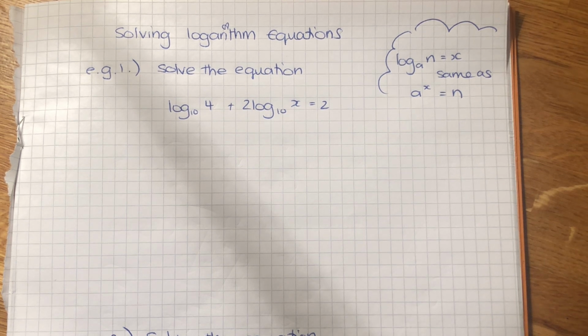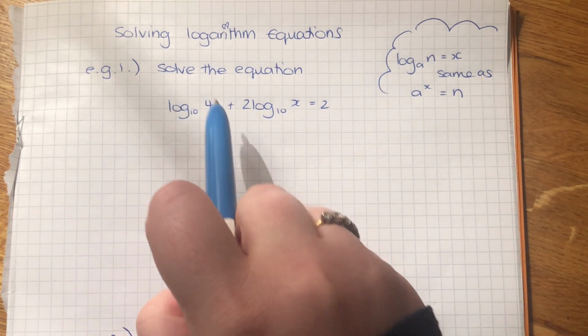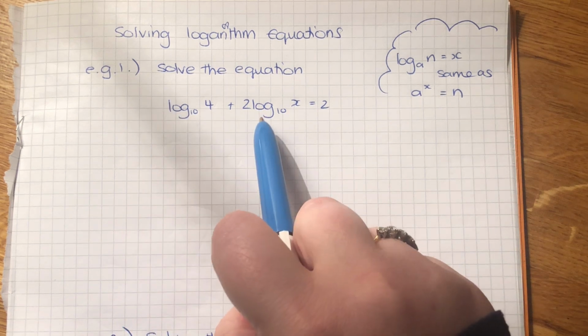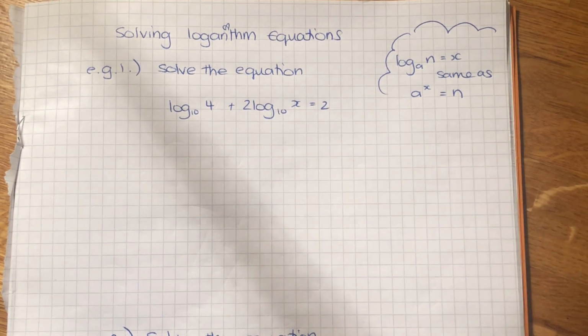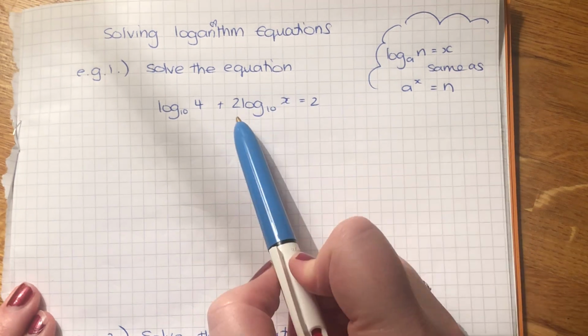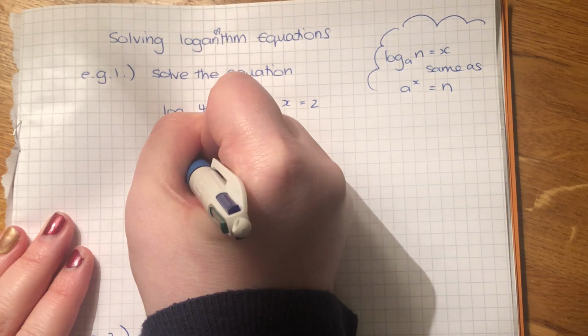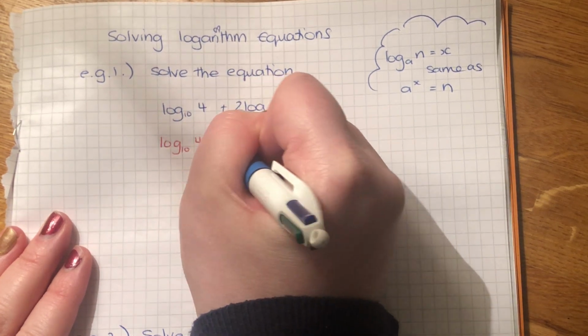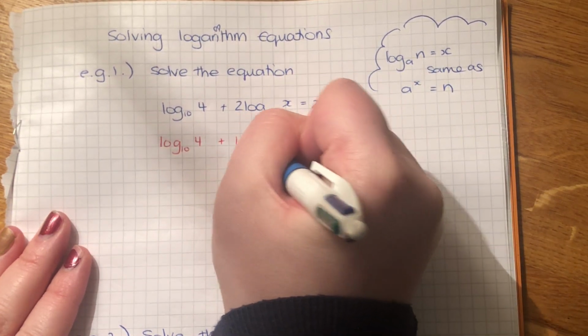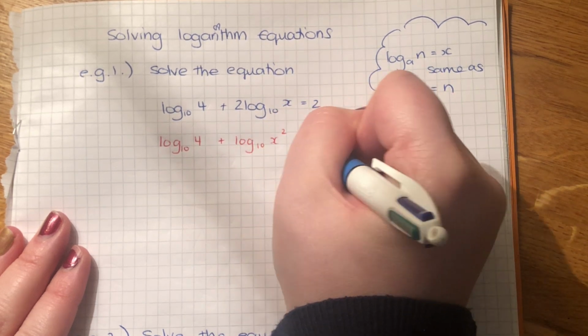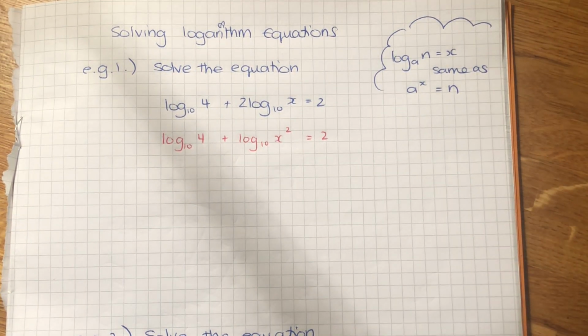So example 1, so we have this. Now when you've got 2 logarithms, or possibly 3, the first thing you need to do is simplify it so it's just one single logarithm, okay? So this first one is in quite a nice way, but the next one isn't because we've got this 2 at the front, which isn't particularly great. So one of the rules is that that 2 can go with the x. So the first log will just stay the same, but the next one we can write as log 10 x squared. Okay, it's still going to be equal to 2.